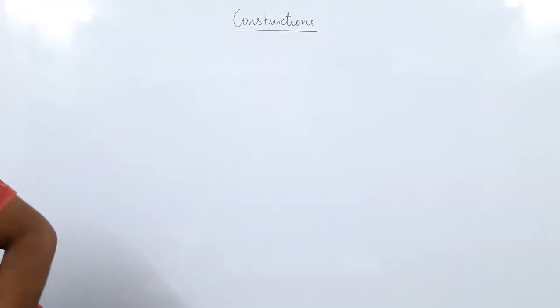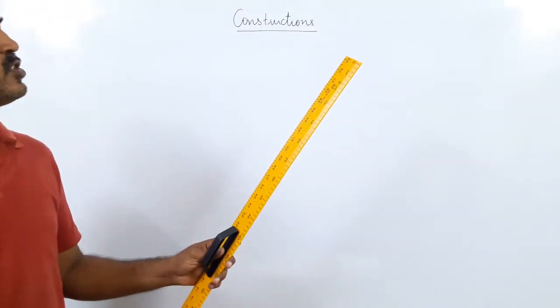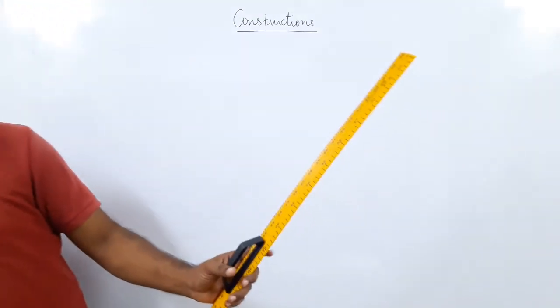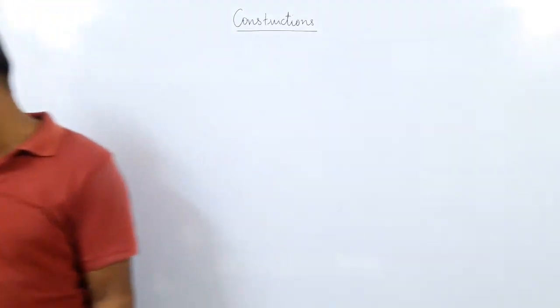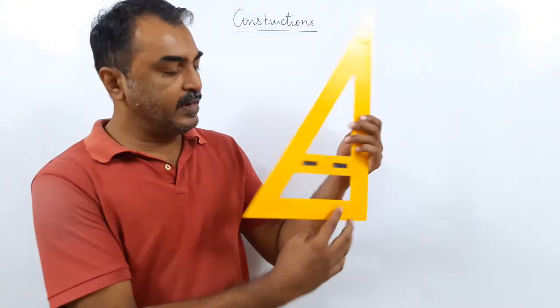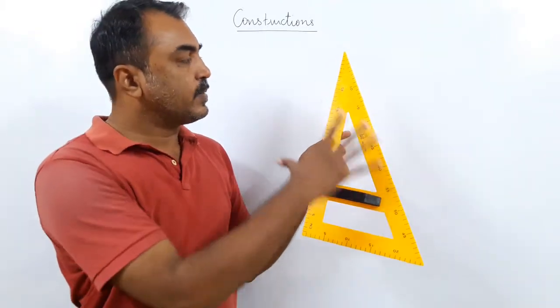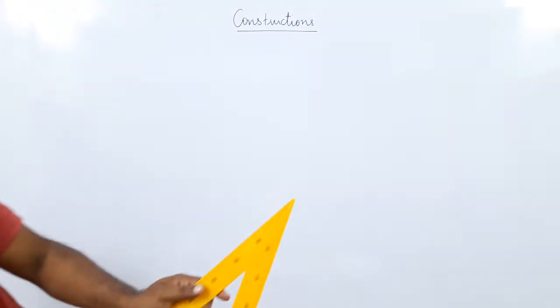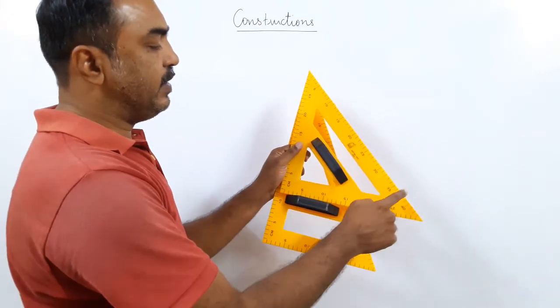The geometry box will have instruments like a scale. You can see the scale here. We have got the tools of construction: the scale, a divider and a compass. Then we also have a set square whose one angle is 90 degree, one angle is 60 degree, one angle is 30 degree. This is supposed to make your work easier. We also have another set square with 90 degree, 45, 45.